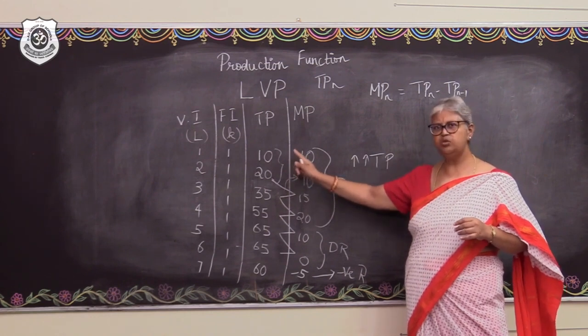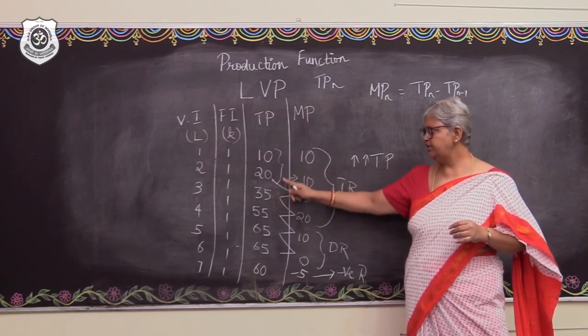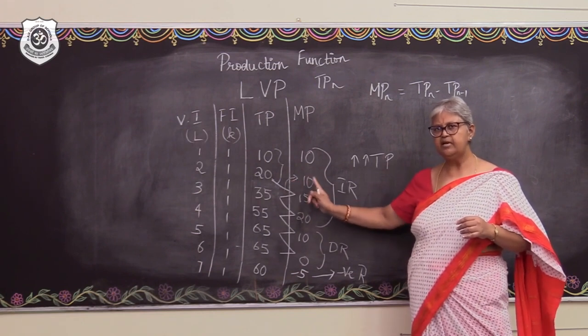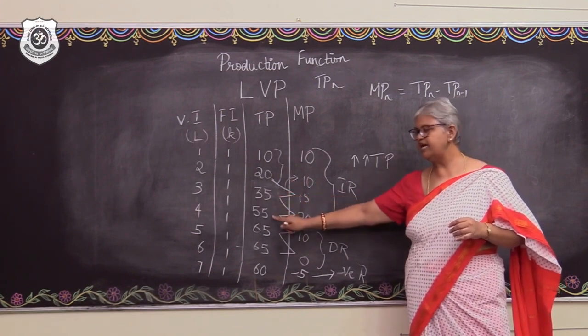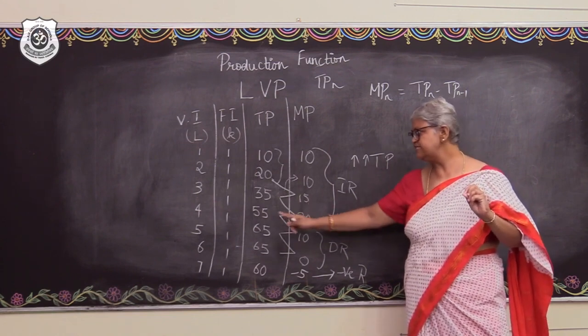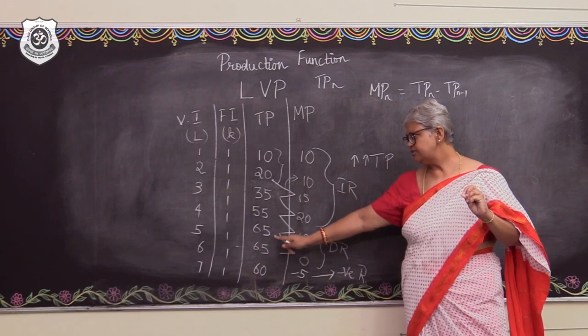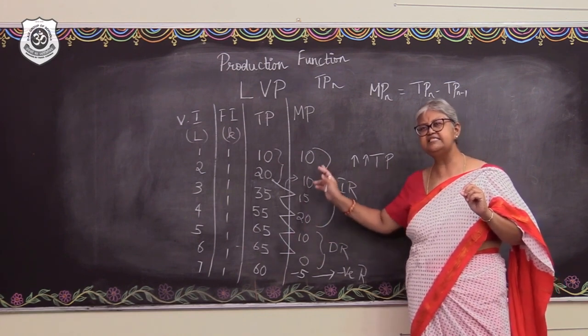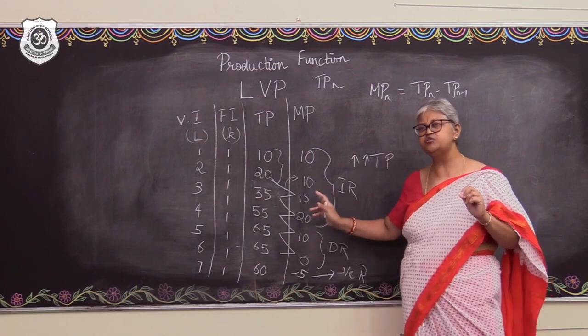Yes, leave out this initial one. Fine? 20 to 30. So by 10 units, it is increasing. The output is increasing by 10 units. And then from 35 to 55, so it is increasing by 15 units. Yes? And then 55 to 65. Yes? So look at this. Initially, there is an increase that's happening at an increasing rate.